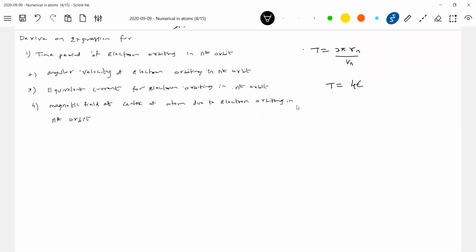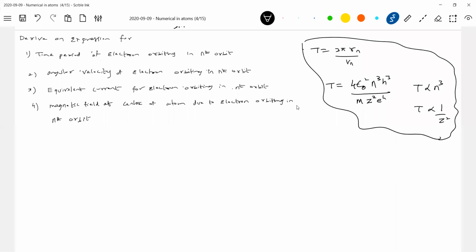These are very important because somewhere in the numericals, this data will help us a lot. n cube h cube by m z square e to power 4. This is the time period of revolution, and the time period is proportional to n cube and inversely proportional to z square. I think the remaining are all constant. So you do remember this data.